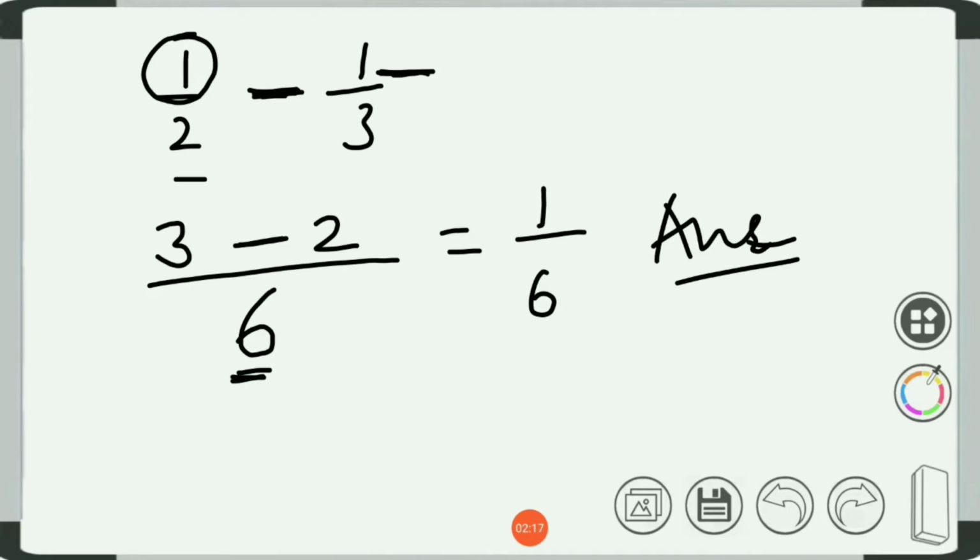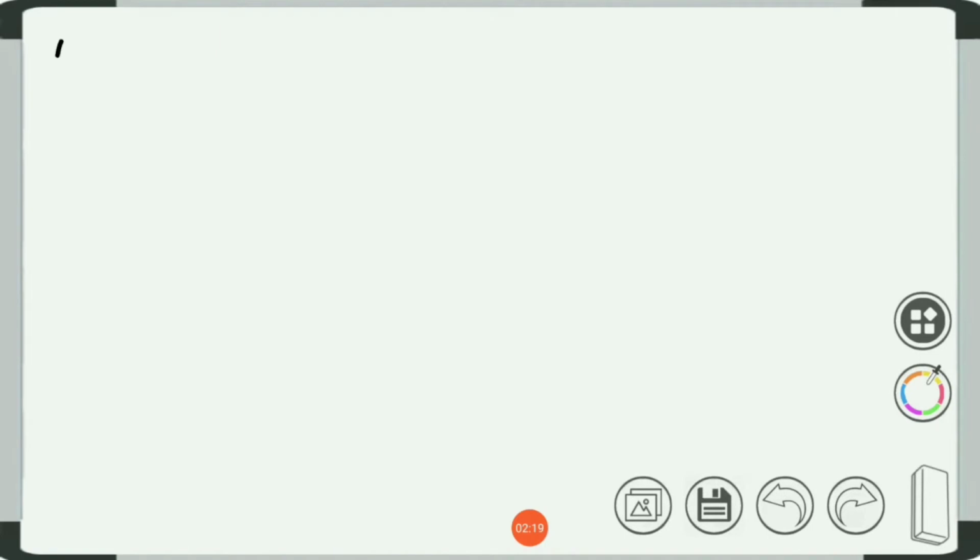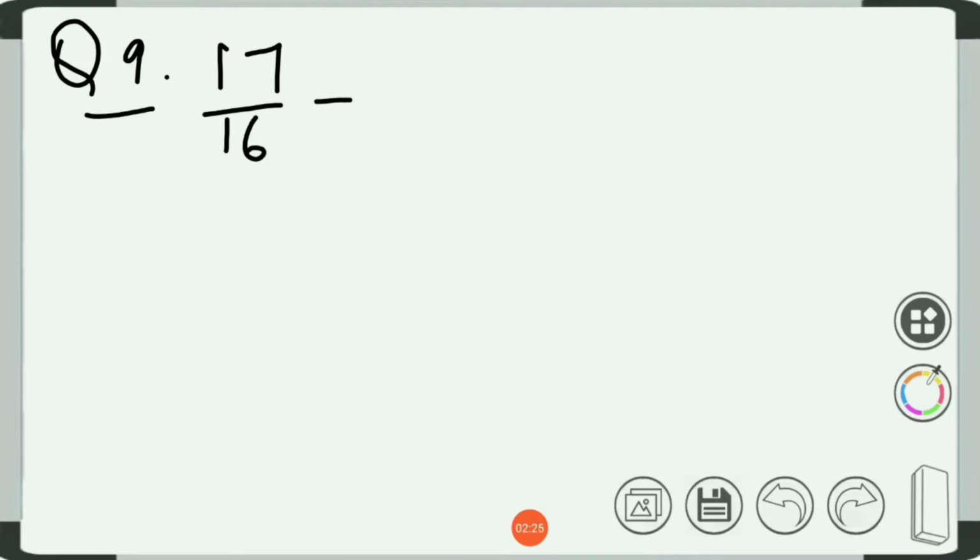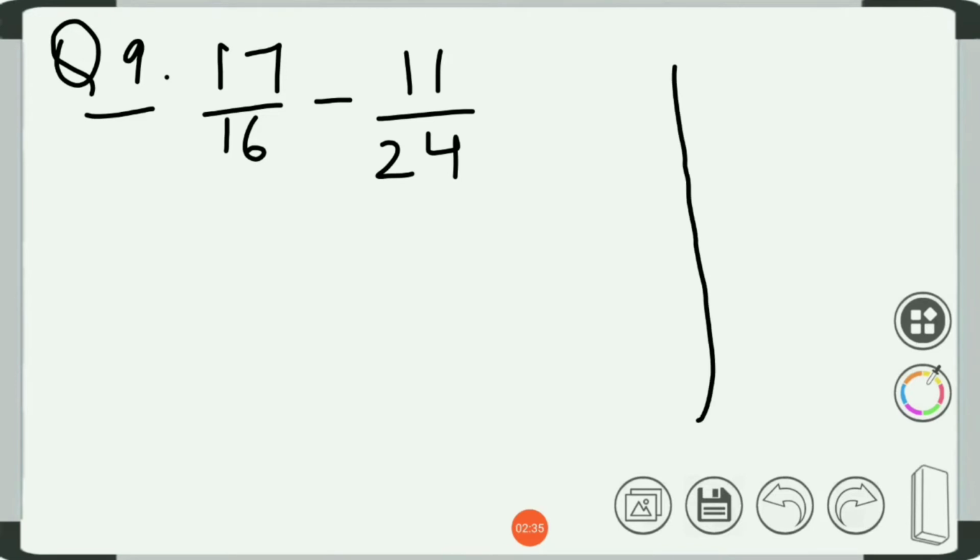Now next question. Question number 9. We'll solve question number 9, which is 17 upon 16 minus 11 upon 24. So this is also an unlike fraction. What do we have to do? We have to first take the LCM of 16 and 24.